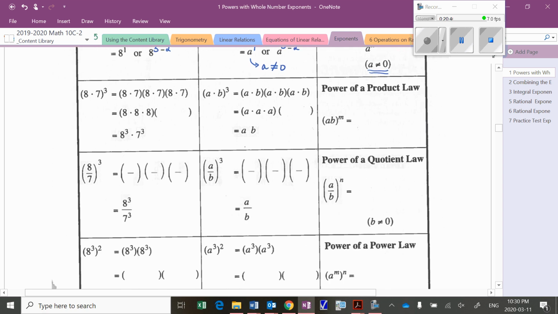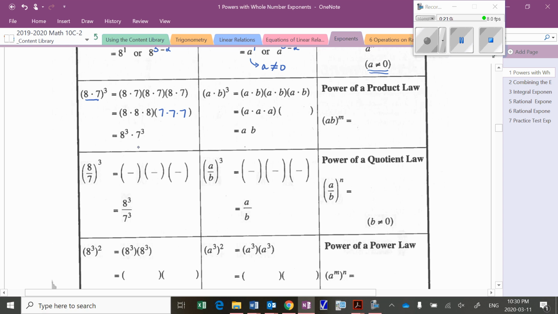Okay, if we've got a power of a product, so you can see our product is our base right there, and that exponent cubed, so 8 times 7 times 8 times 7 times 8 times 7. If we rearrange using the commutative property and change that around, then we've got 8 times 8 times 8 times 7 times 7 times 7, and that's also known as 8 cubed times 7 cubed.